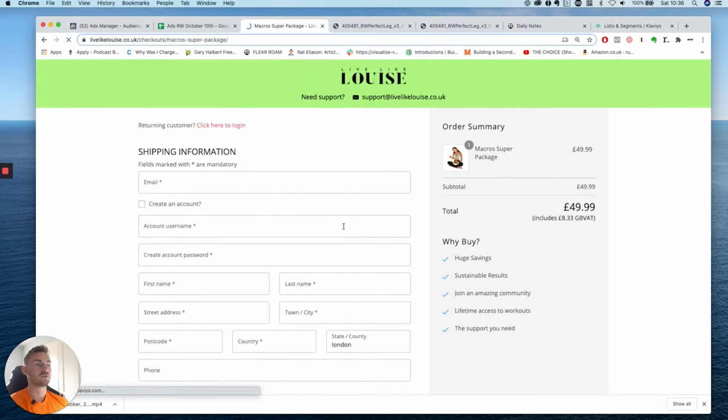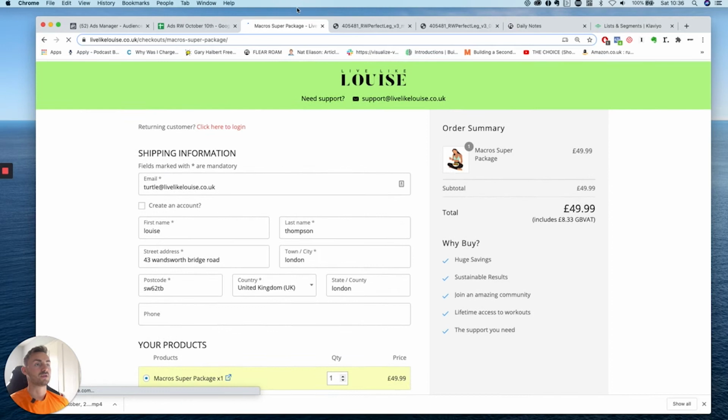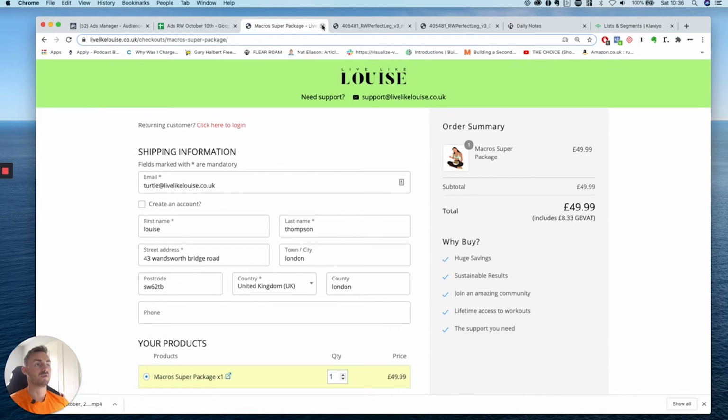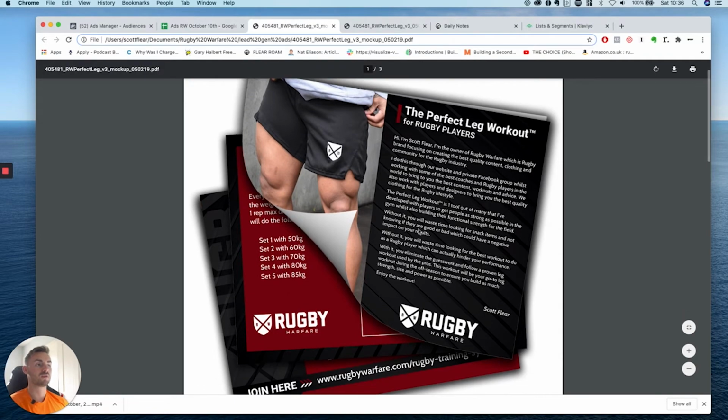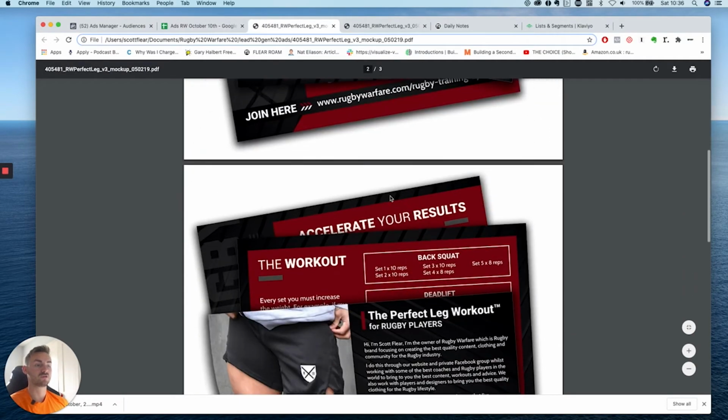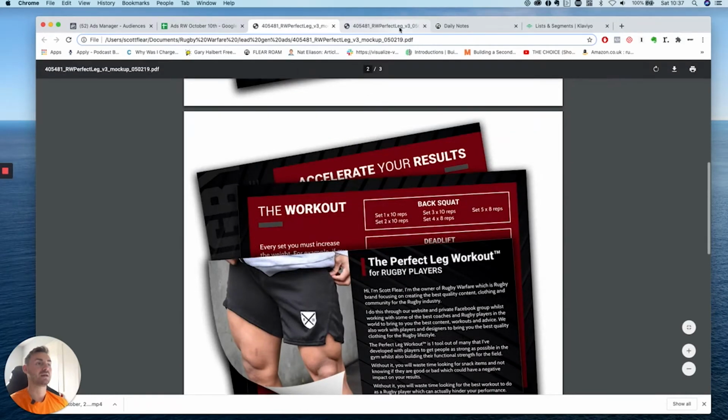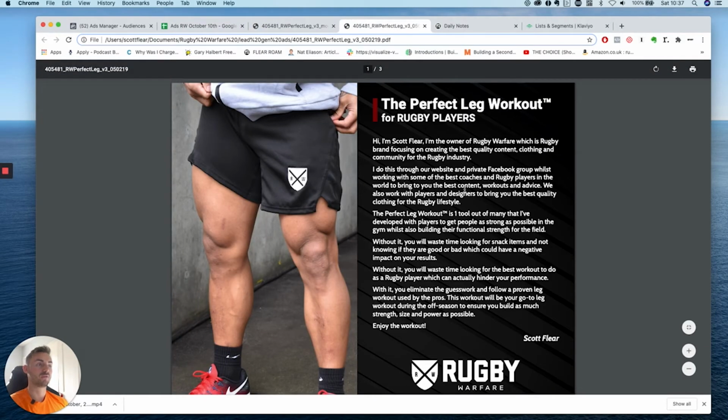And yeah, you can check out to buy it. So that's the funnel, right? For the rugby one, this is going to be on the page: the perfect leg workout for rugby players by Junior Sai, who's got some beastly legs. The document's going to look like this, so when they download it, they'll get a perfect leg workout and a bit of a blurb there.